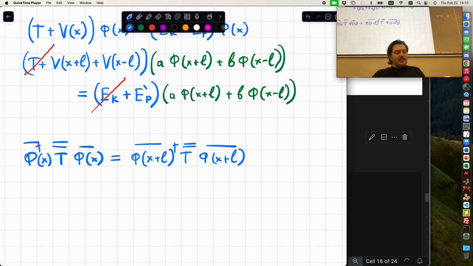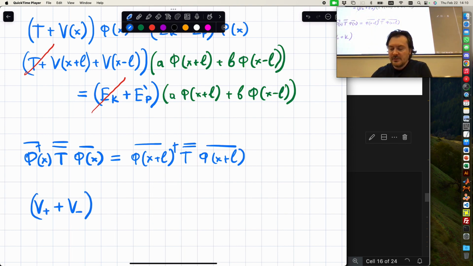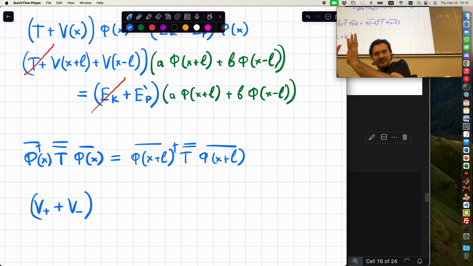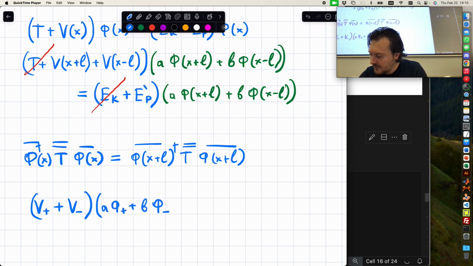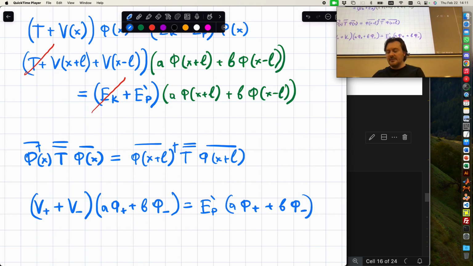Anyways, my whole point here is this. If I write it down, let's focus on the potential part. If I write the V plus as the plus shifted, V minus as the minus shifted ones, times A phi plus plus B phi minus, equals some potential that is going to come out from here, A phi plus B phi minus. So I'm going to get two equations now.